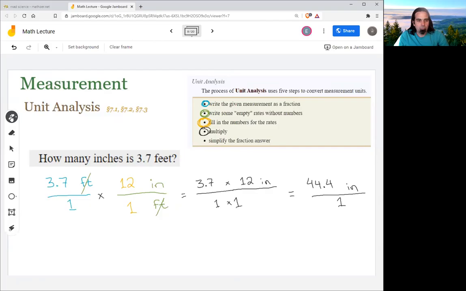You'll wind up with a fraction answer because you multiplied fractions. So the last step is to simplify. I'm going to do top divided by bottom, because that's how we turn fractions into decimals. And in this case, divided by one doesn't change anything. And I get 44.4 inches. Again, we're picking an easy problem to start with. If the denominator wasn't one, then I would actually have to do some division here.